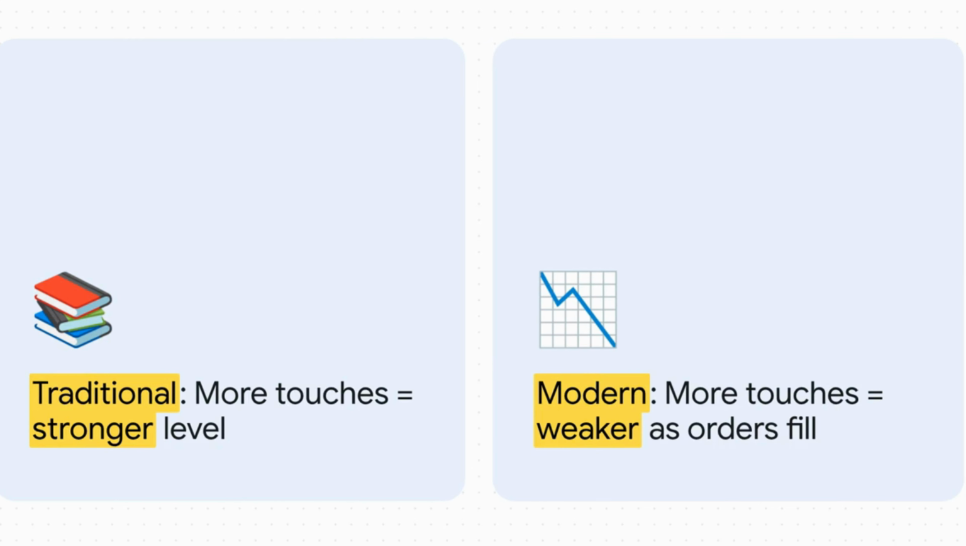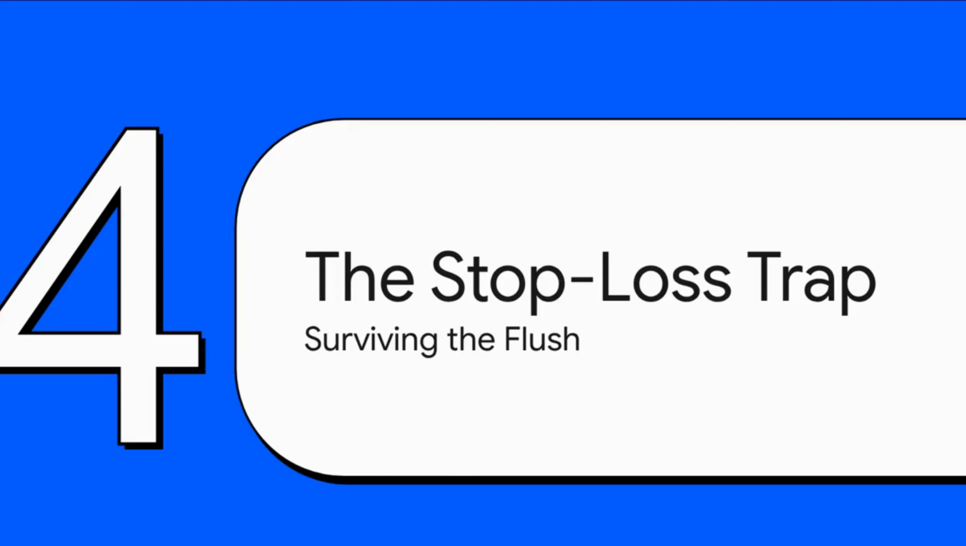They point out that a zone only exists because there are large institutional orders waiting there. So every single time the price touches that zone, more of those orders get filled. Eventually, the orders just run out, meaning multiple touches can actually deplete the barrier, making it significantly weaker and primed to finally break.